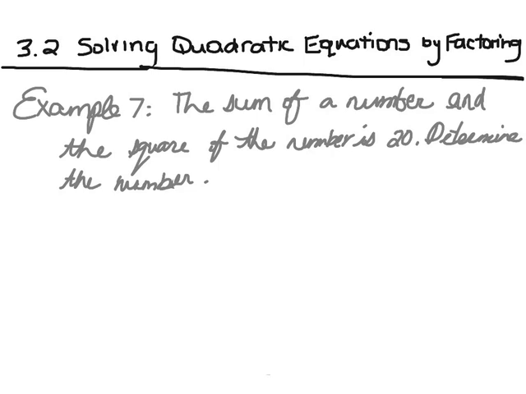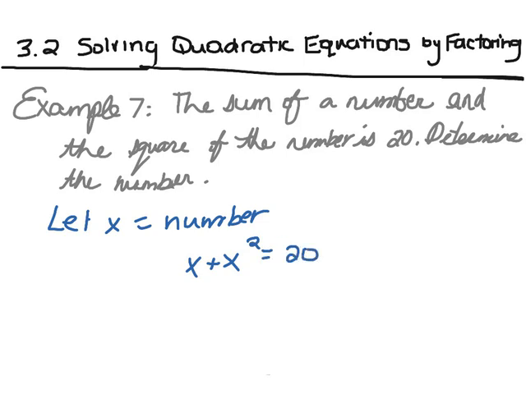So example 7: the sum of a number and the square of a number is 20. Determine the number. So we don't know what the number is, so let x equal the number. So the sum of the number, so the number plus something, and the square is equal to 20.